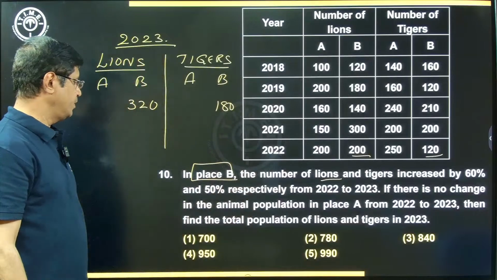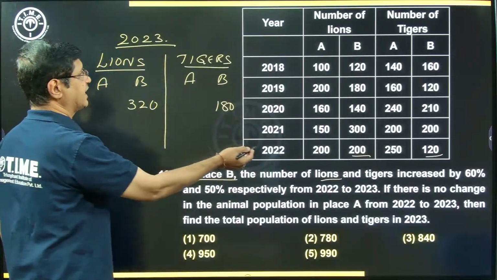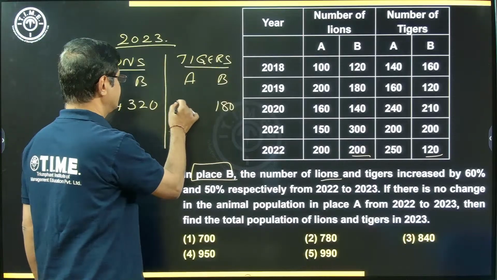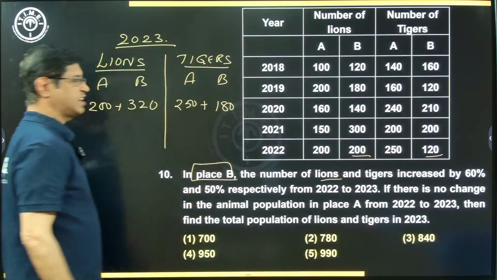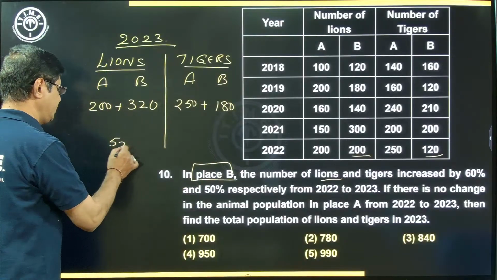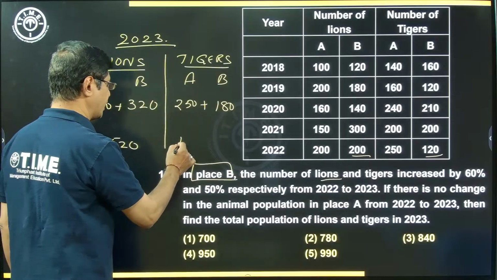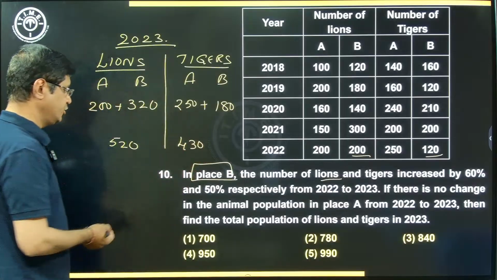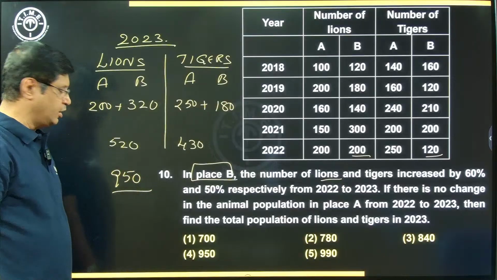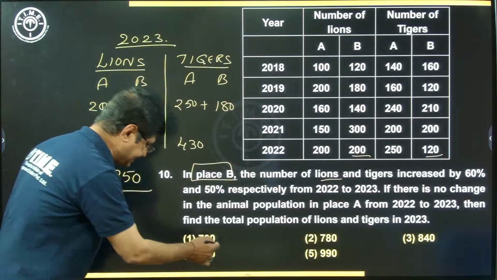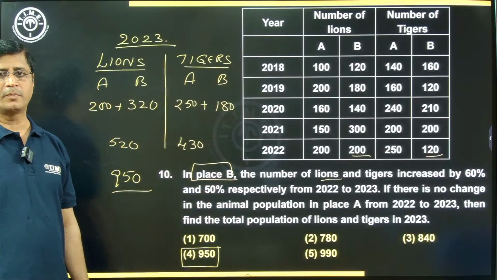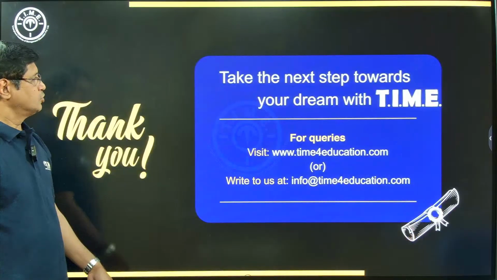What about the remaining here? There is no change. So what are the lions here? In A, that is 200, and here that is 250. Just observe the sum of these values. Total number of animals to be found. It is 520, and here 430. By adding this, it is 950. So 950, mark choice 4 as the answer. What is the right answer? Option 4. Okay. So with this, we'll stop this discussion.